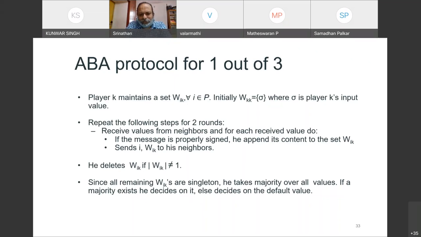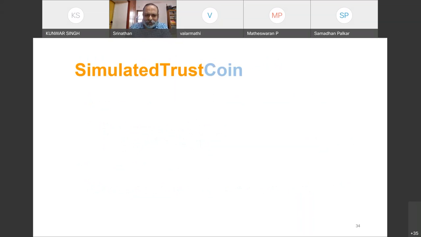However, the other drawbacks are still there: you need a fully connected network, you need some sort of synchrony, you need high communication bandwidth, and you need T plus one rounds. So for one out of three, this is the protocol. We won't go into the details because we have a lot of things to learn about blockchains, which are well and truly beyond cryptography and distributed computing. It brings in game theory as such.